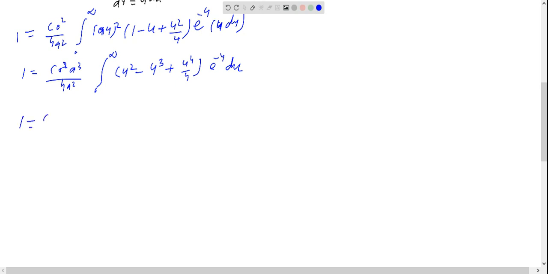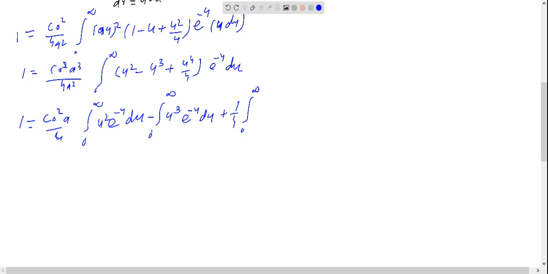So this integral can also be written as integral from 0 to infinity u squared e minus u du minus integral from 0 to infinity u cubed e minus u du plus 1 out of 4 integral from 0 to infinity u^4 e raised to the power minus u du. So integrating this function is a very lengthy, difficult process.